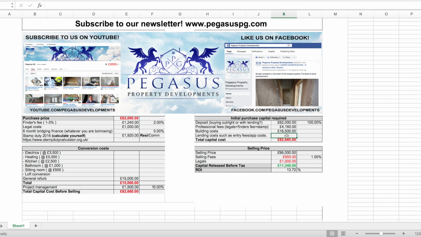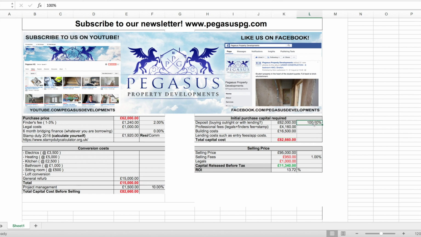And then if you had any lending costs, so if you were using a bridge, then you might have entry fees, app costs, etc. This is your initial purchase capital required. So an entry fee into the bridge or an application cost, these are all your upfront costs for doing this project. Adds it all up, so 82,606.